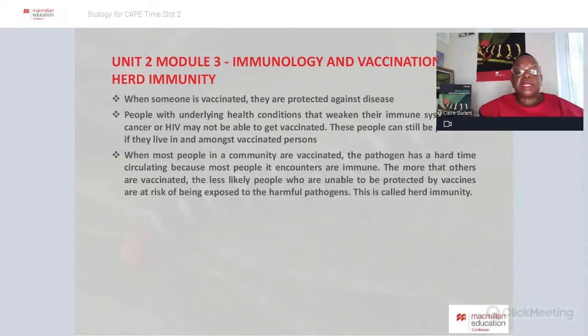When most people in a community are vaccinated, the pathogen has a hard time circulating because most people it encounters are immune, and the more others are vaccinated, the less likely people who are unable to take the vaccine are at risk of being exposed to the pathogen. And this is called herd immunity.